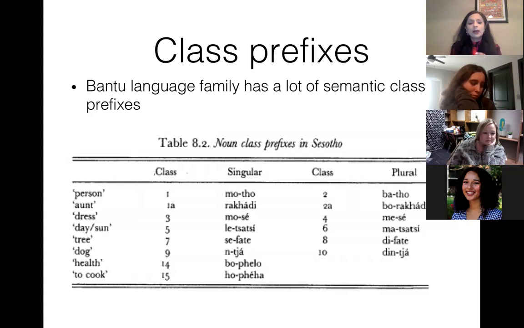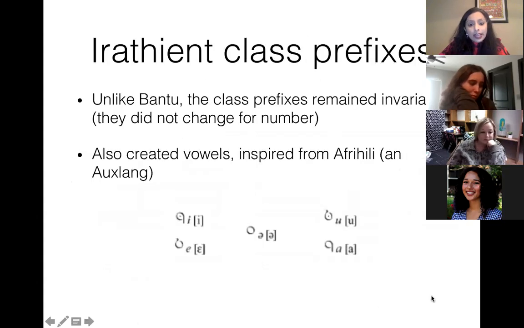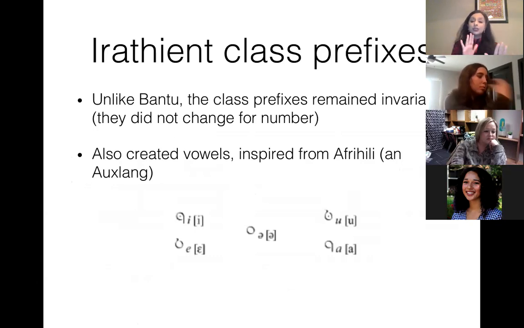So this is something that's very prevalent in Bantu languages. Swahili has the same thing. Zulu has the same thing. A lot of different Bantu languages have noun classes. And what David Peterson did for Erathian was to borrow and create these class prefixes, but they did not change the number. So there was no difference between singular and plural in Erathian. They just had one noun prefix.